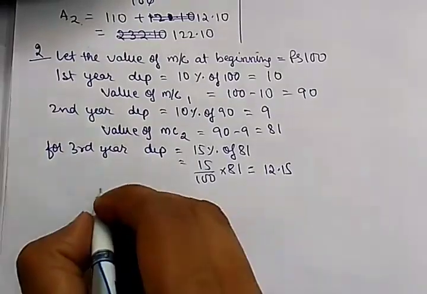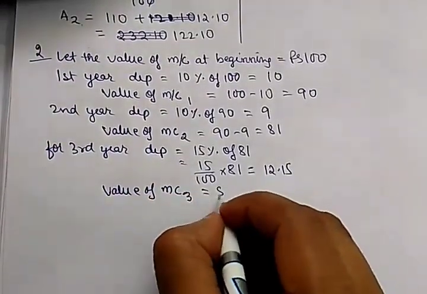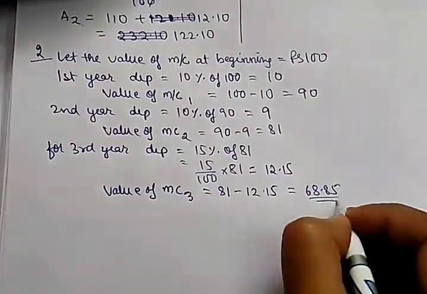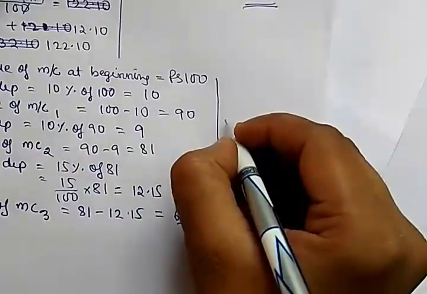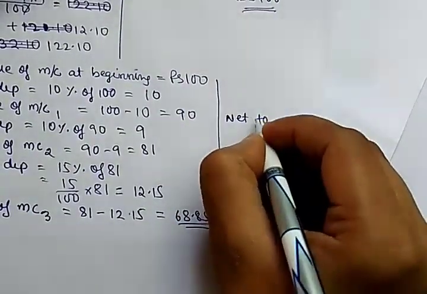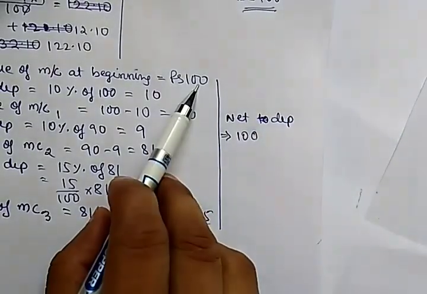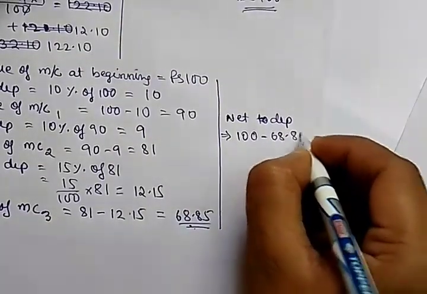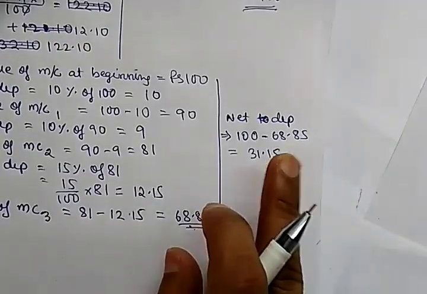So value of machine at the end of the third year is equal to 81 minus 12.15, that is equal to 68.85. This is the value of the machine at the end of the third year. So what is the net depreciation? I will write here. See, net depreciation means total depreciation. The initial amount was rupees 100 and the value of the machine is this. So total depreciation will be 100 minus 68.85, that is equal to 31.15. Okay, this is the total depreciation.